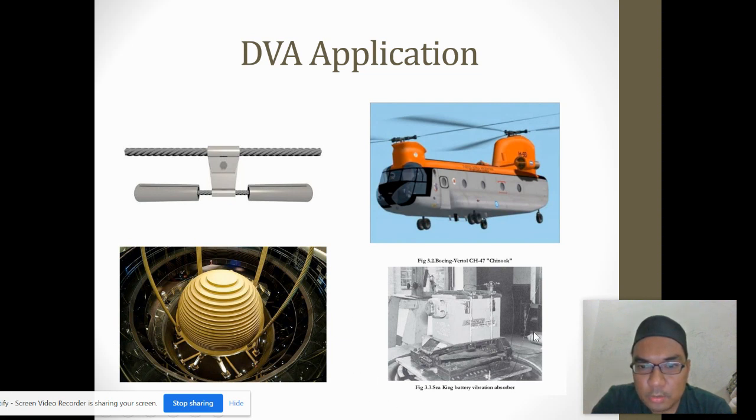And the last one is on the machine itself. In a factory, when there is vibration from another machine, if you have the DVA, you can stabilize the vibration of the machine so that it does not affect your fabrication work.